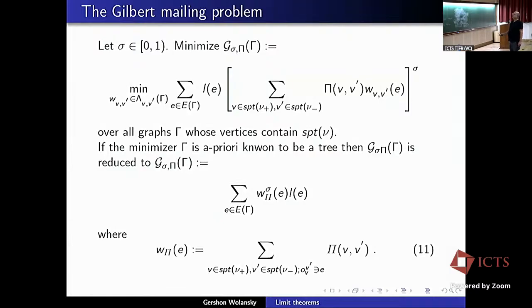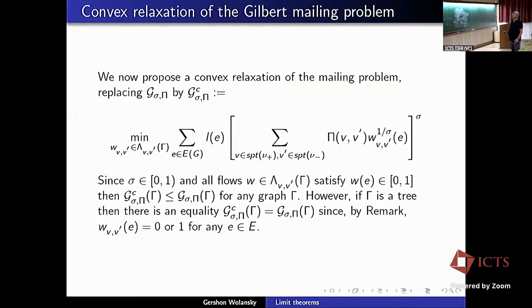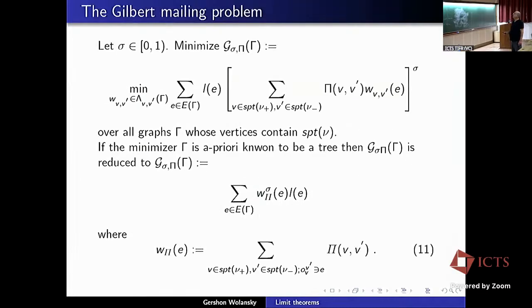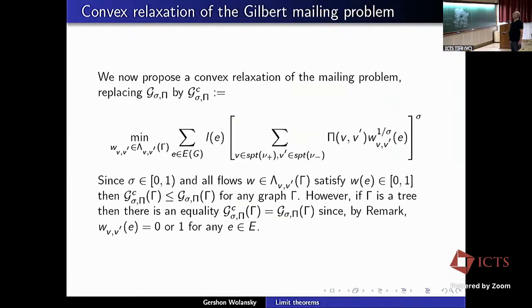So we can write it like this, okay? Like I said, the W pi is just this sum, that's what it is. The convex relaxation of the Gilbert-Steiner problem is this. This is the same, except that now I put the power 1 over sigma here. It turns out that this is a convex problem. And moreover, it can be extended to a convex problem on the set of probability measures on the whole space.